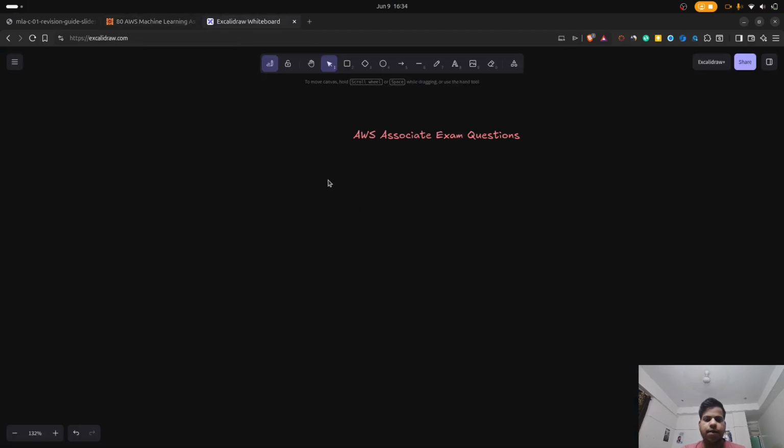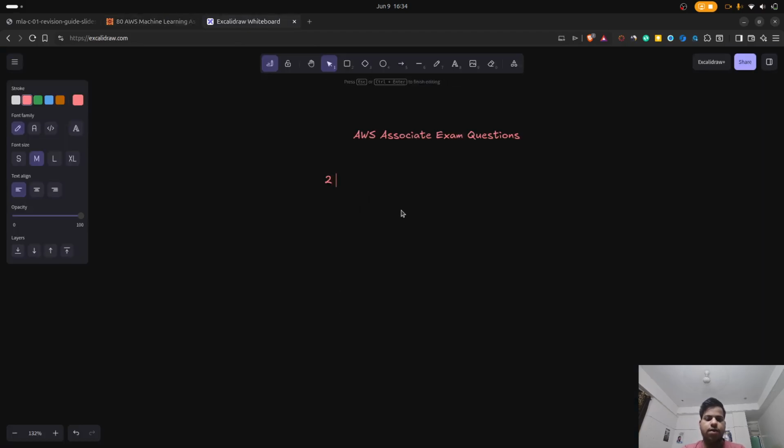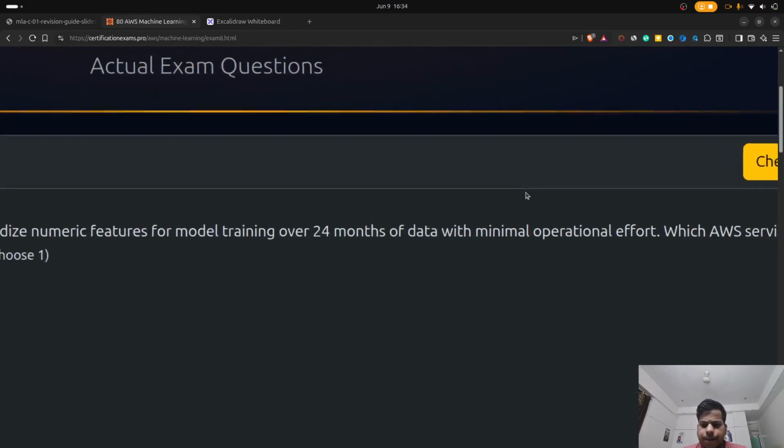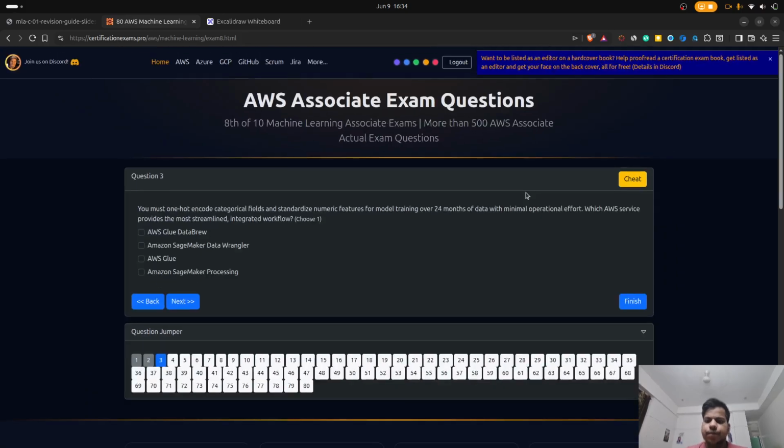Let me make a directory of the questions that I have to visit again. You must hold one note in code categorical field, 24 months of data with minimum operation. It comes under data pre-processing. So it might be possible AWS Glue, Data Glue.